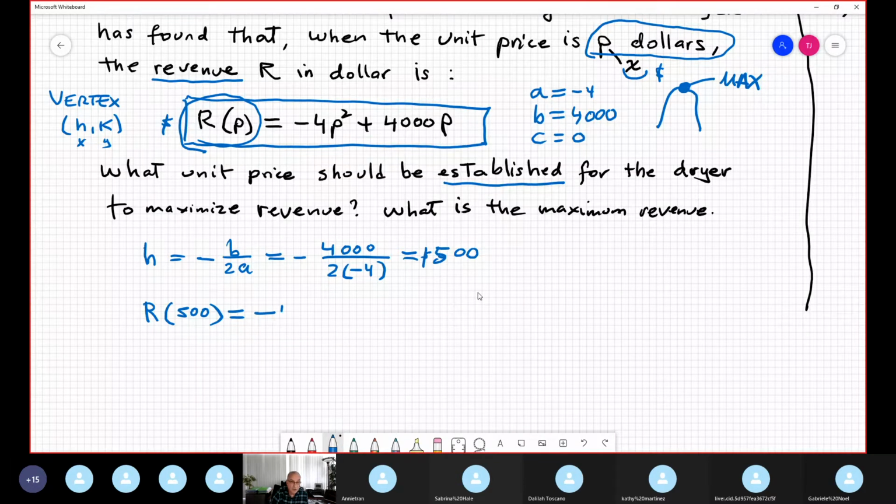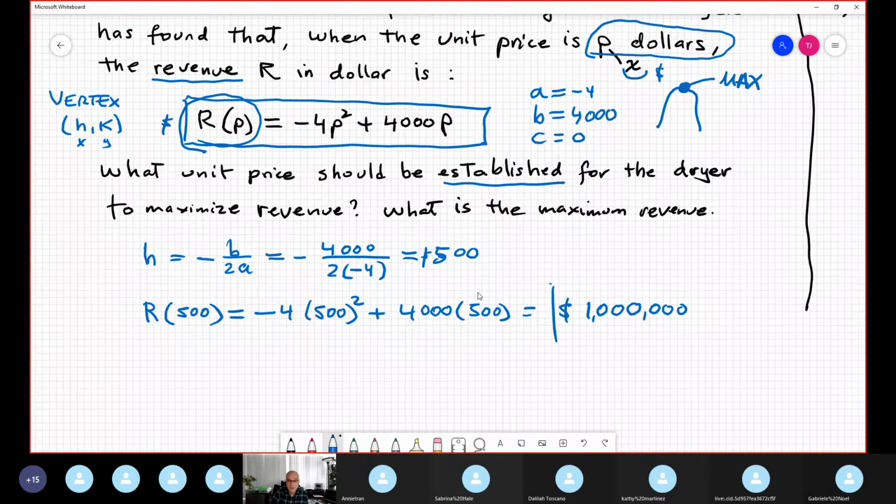Then, -4 times 500 squared plus 4,000 multiplied by 500. Well, the rest is calculated, and the answer is $1 million. End of the story, guys. Any questions?